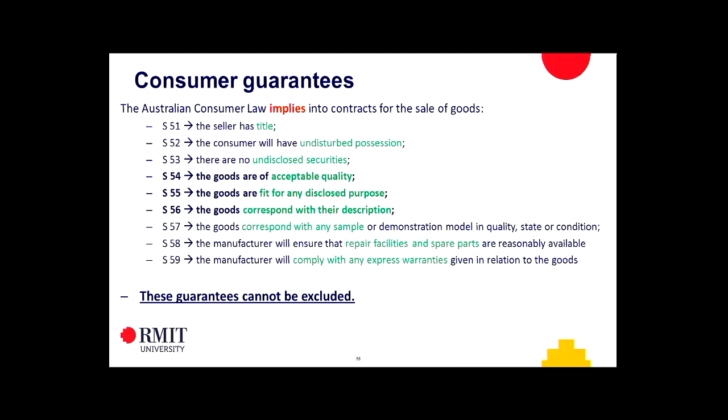And the reason for that is that they don't want situations where you're purchasing something and it constantly breaks and you have to purchase a whole new product again. So they need to be able to provide materials for you to fix it. And lastly, they have to comply with any express warranties that they give with their goods. So there's those contracts.